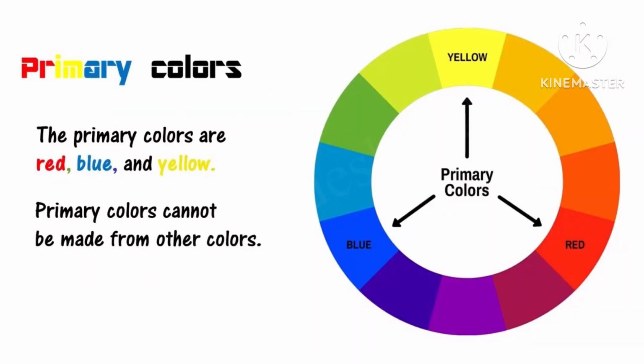So primary colors are 3 in number: red, blue and green. They are the most basic colors in nature, meaning all the colors can be made with the help of these primary colors, but the reverse is not possible.